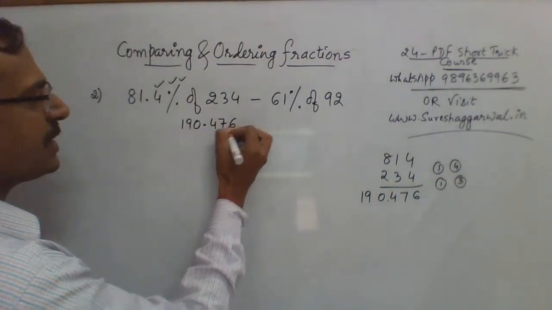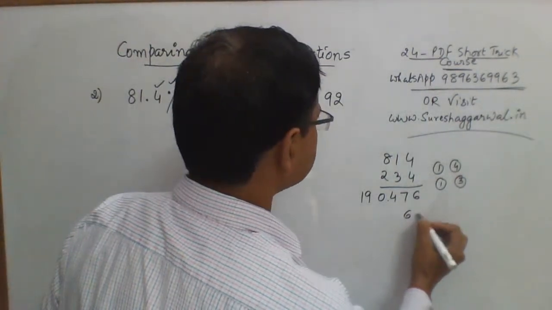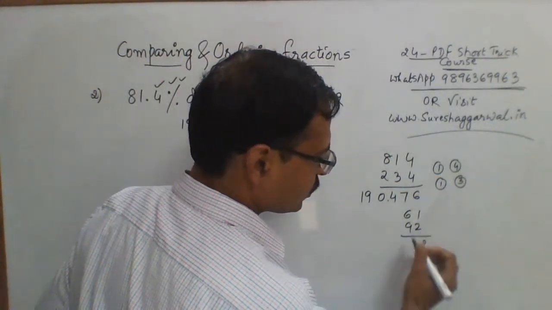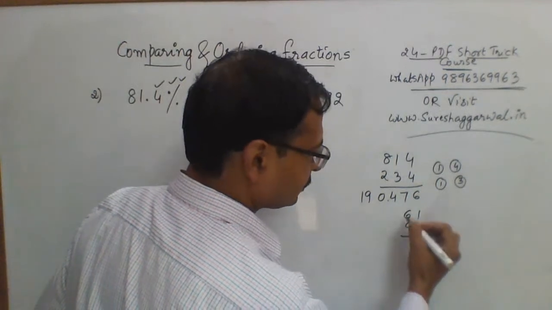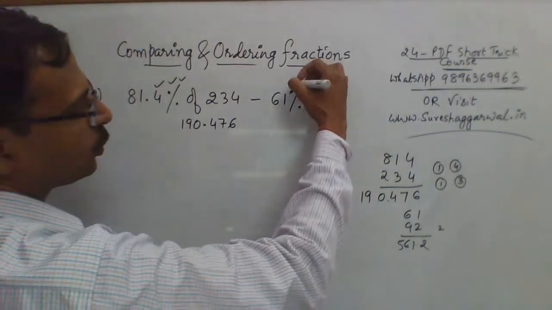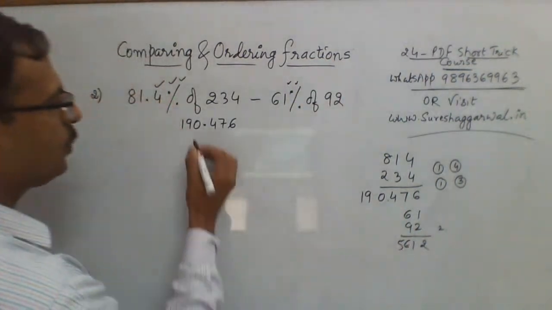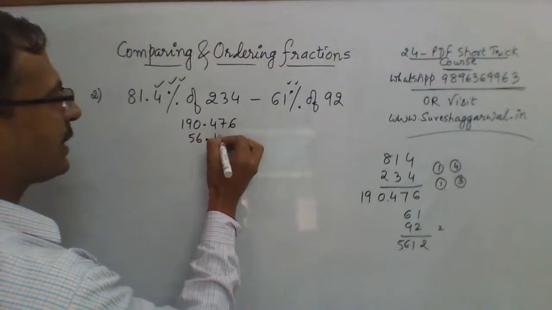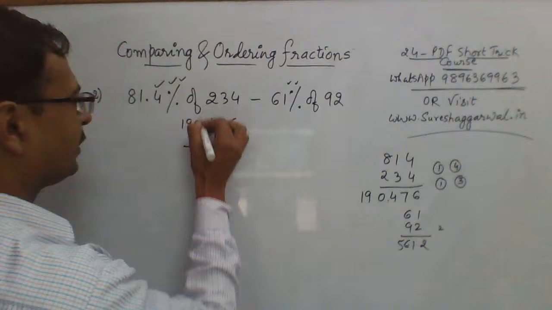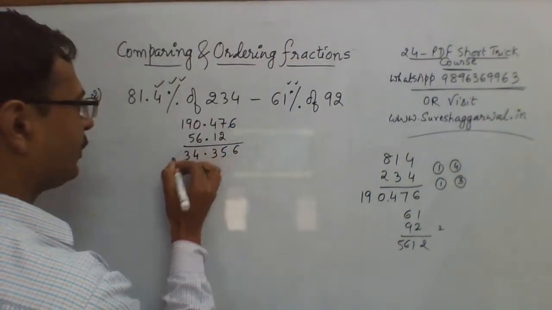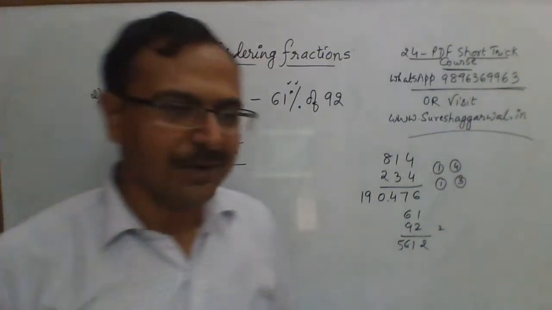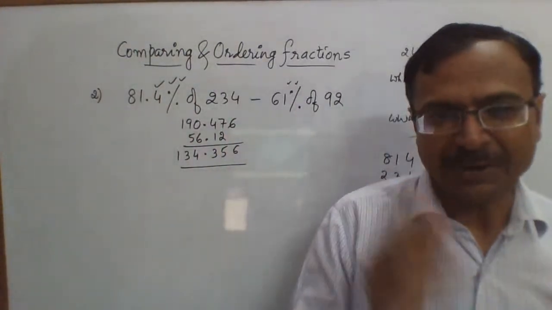190.476 is the first percentage. Now second percentage. 61 and 92. So 2 times 9 is 18, 12 and 9 is 21, 1, 2, 54, 56. 5612 is the product. So two decimal places. So 56.12. So we need to subtract these numbers, right? Very easy now. 6, 5, 3, 4, 3, and 1. So 134.356. Not very big calculations.